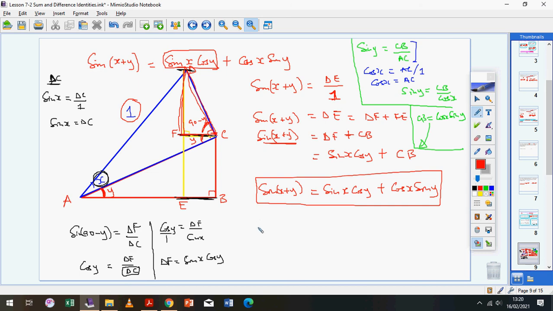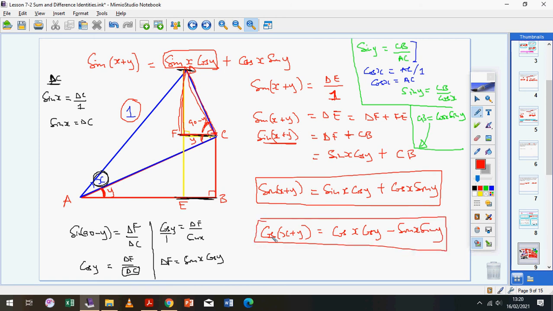If you do the one for the cosine of x plus y, if you follow these ideas that I've used here, you'll find that the cosine of x plus y is the same thing as cosine x times cosine y minus sine of x times sine of y. If you follow the same principles of the angles that I've used. And since I have the ones for the sums, I can figure out the ones for the differences.